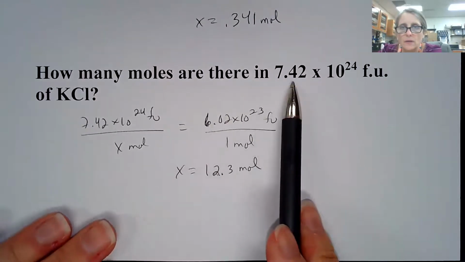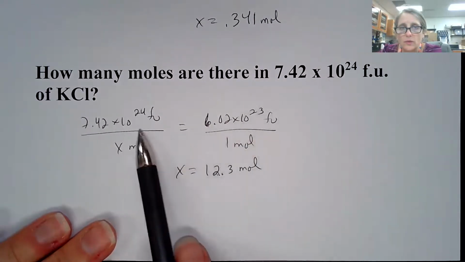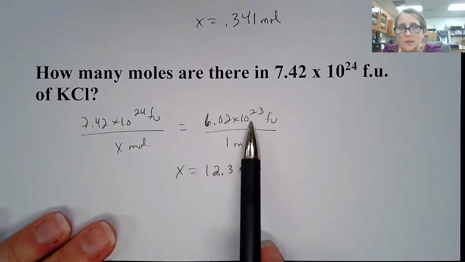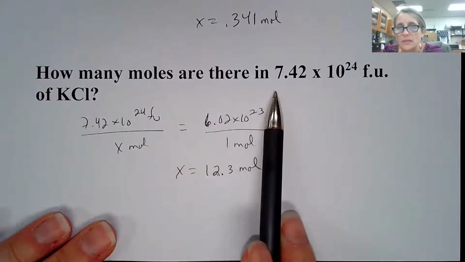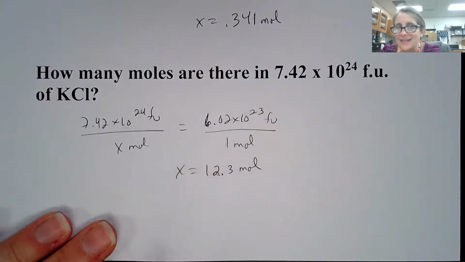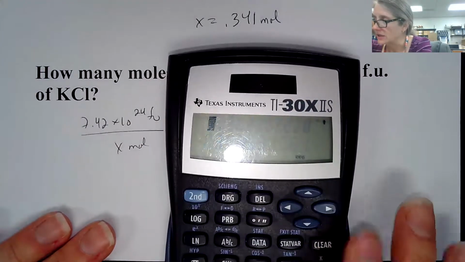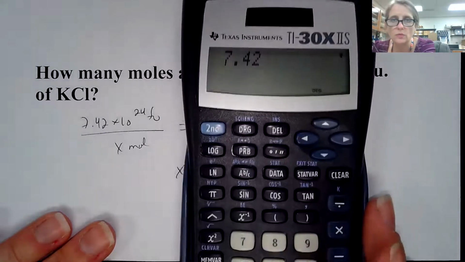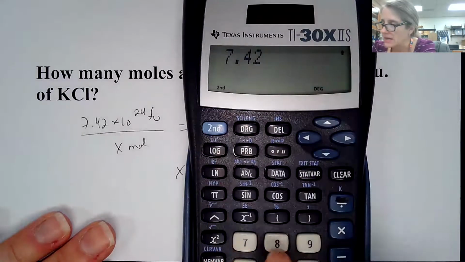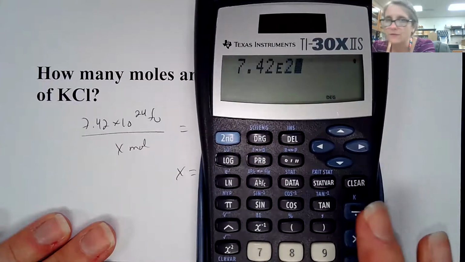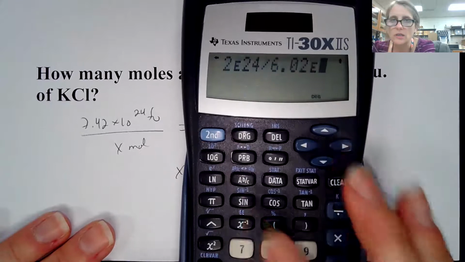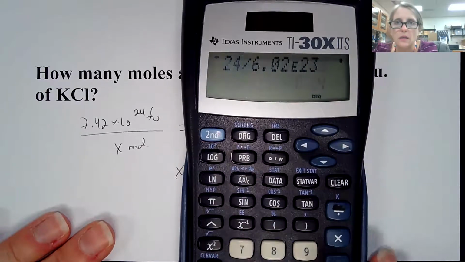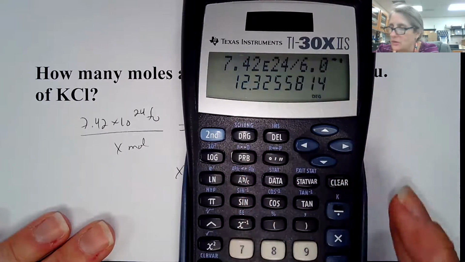So 7.42 times 10 to the 24th, you're going to divide that by 6.02 times 10 to the 23rd, and you should get about 12.3 moles, again with 3 significant digits. So you're always dividing into that number. So again, it's going to be 7.42, okay? Second function E, 24, divided by 6.02, second function E, 23, and you will get 12.3 in your calculator.